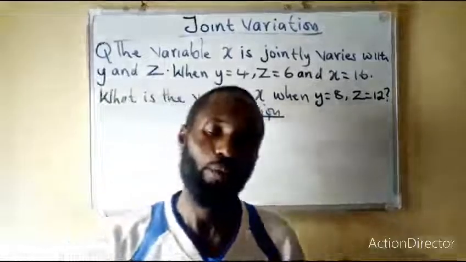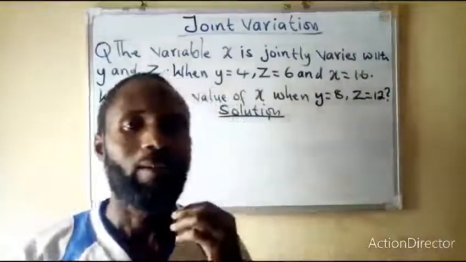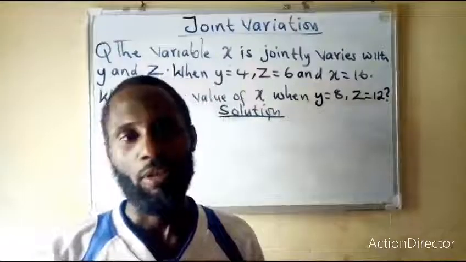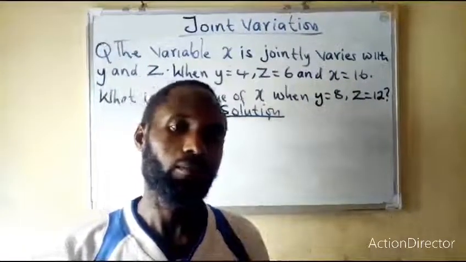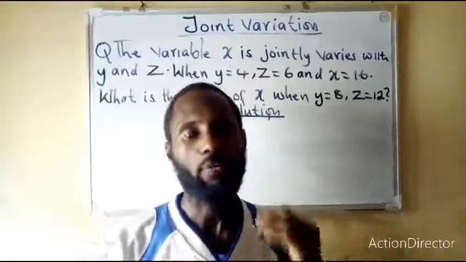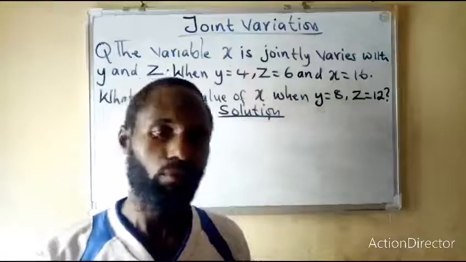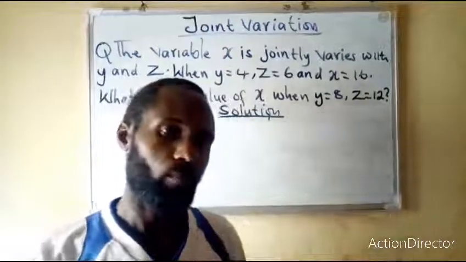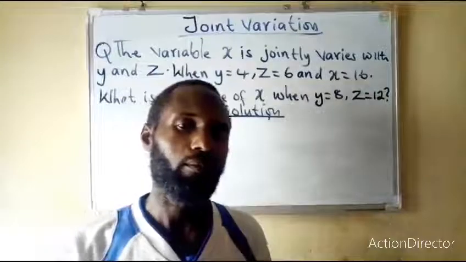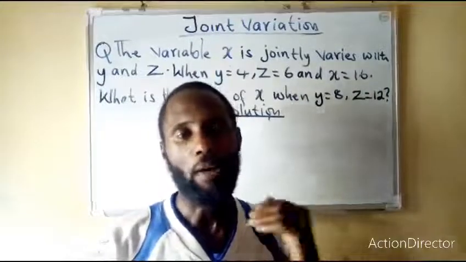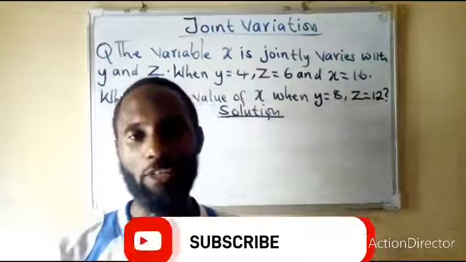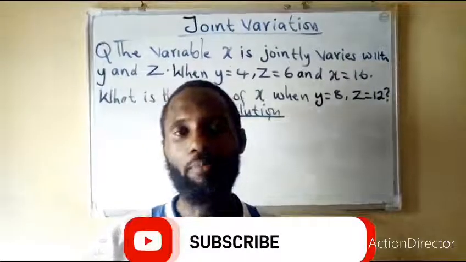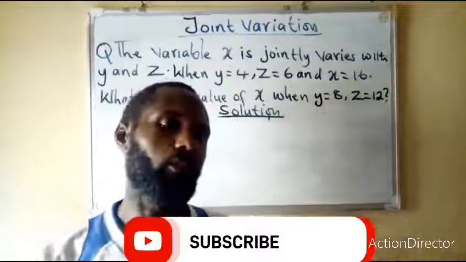In today's video, we are going to be discussing joint variation. Joint variation is one of the types of variation that exists between three variables, where one variable depends on the two variables. For example, the payment for an excursion depends on the number of students going for the excursion and the distance of the excursion. This is an example of joint variation.